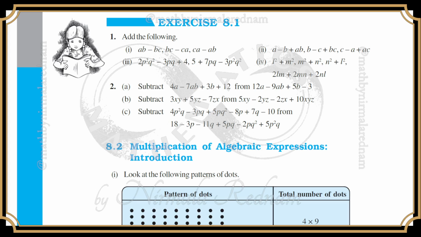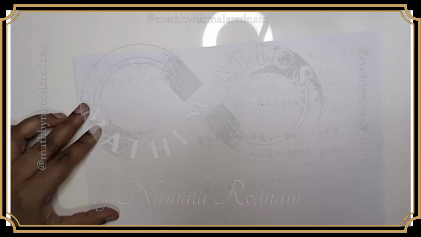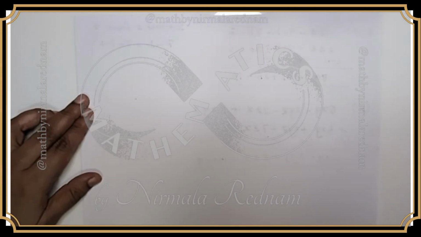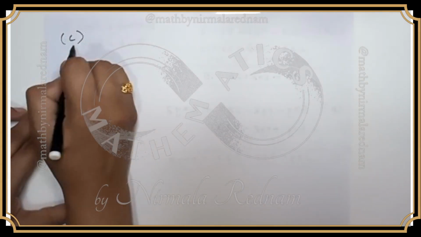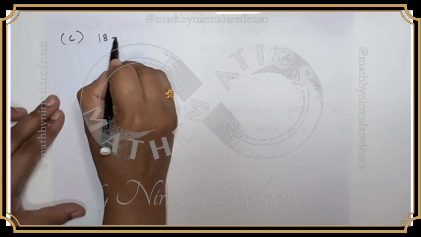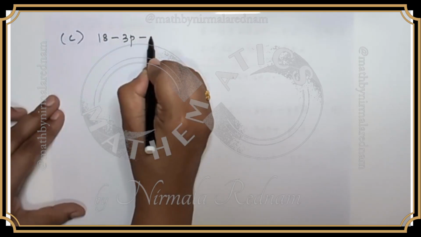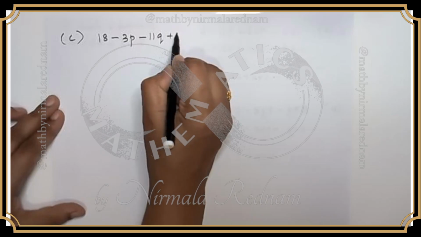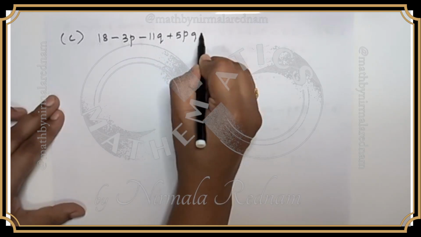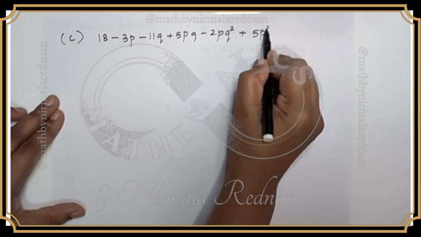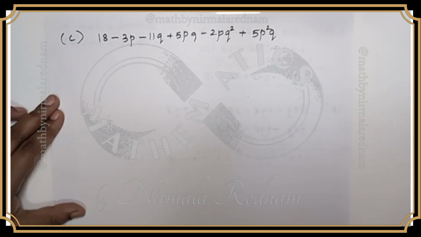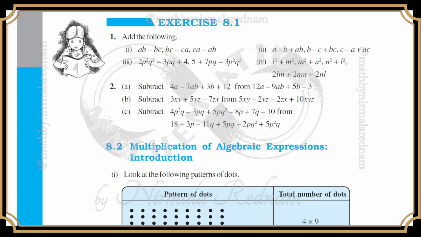And then I have in the third bit, I'm going to write the first expression first. 18 minus 3p minus 11q plus 5pq minus 2pq square plus 5p square q, right? So this is what is given to us.